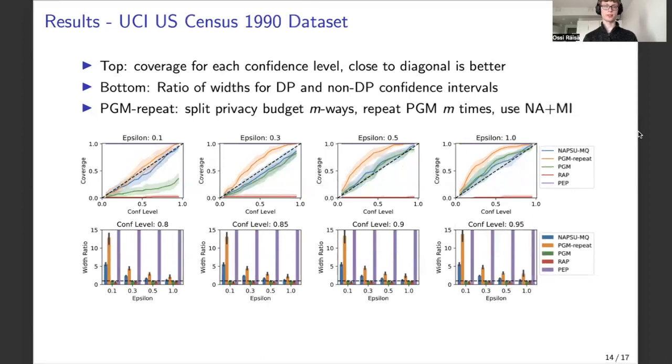Then we also have similar results for the US Census dataset, which is a much larger dataset, which is probably why PGM is actually performing fairly well with the larger epsilons.